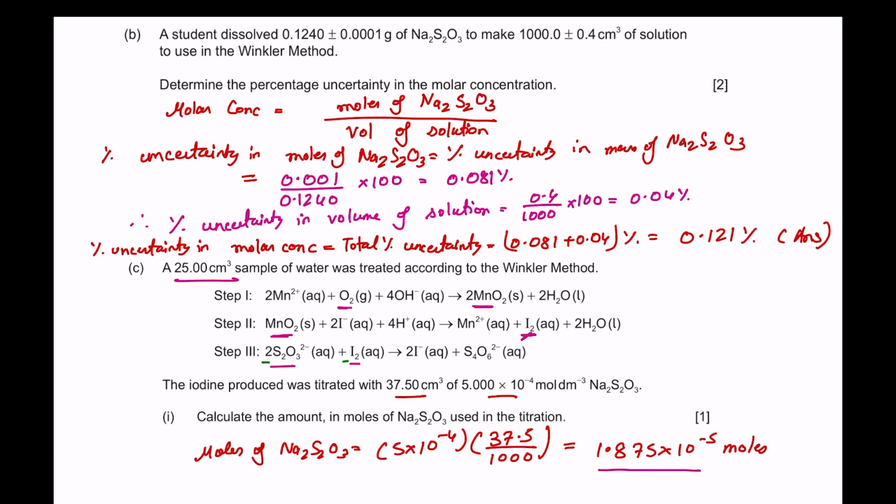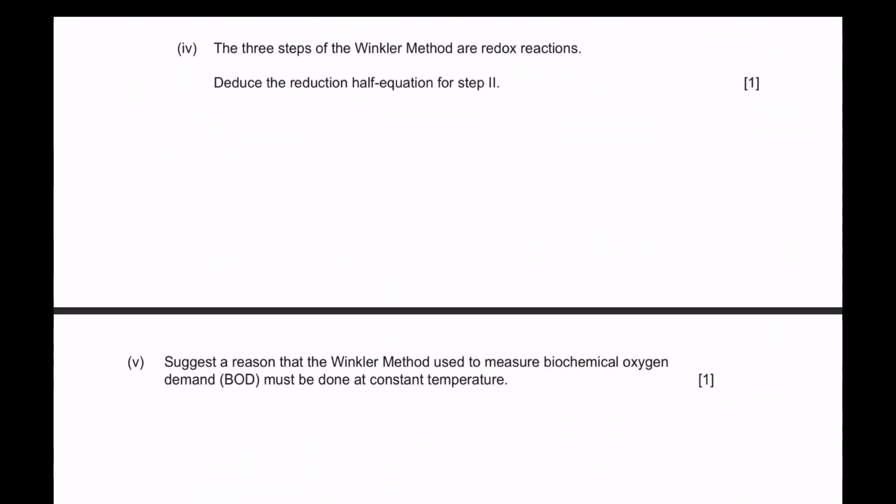Obviously, we can say iodine goes from -1 to 0 oxidation state, so this is an oxidation. So reduction would be between MnO2 and Mn2+. Let's try to do that. MnO2 gets reduced to Mn2+. What happens is the oxidation state of Mn was +4 here, and it became +2.